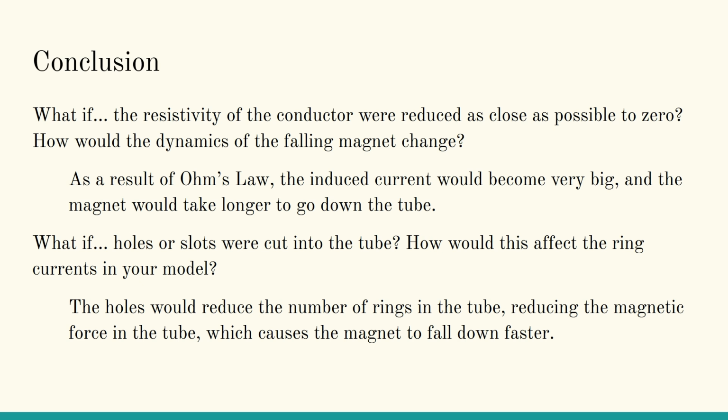And what if holes or slots were cut in the tube? How would this affect the ring currents in your model? The holes would reduce the number of rings in the tube, reducing the magnetic force in the tube, which would cause the magnet to fall down it faster.